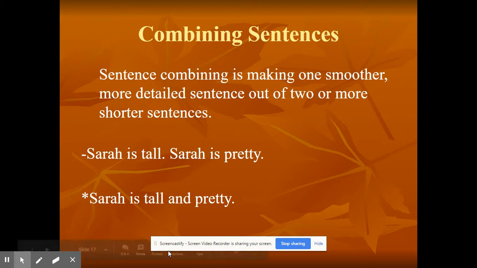And this is the example of different ways to use your comma and different sentence types. If you need to review, you can always come back to this PowerPoint for instructions.